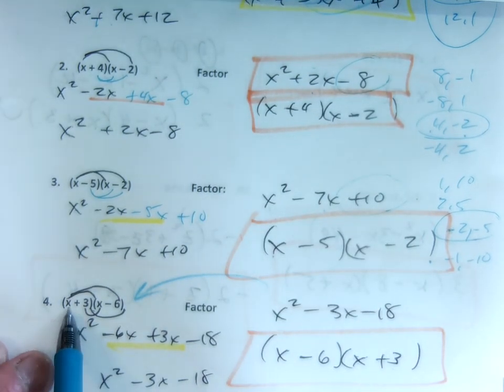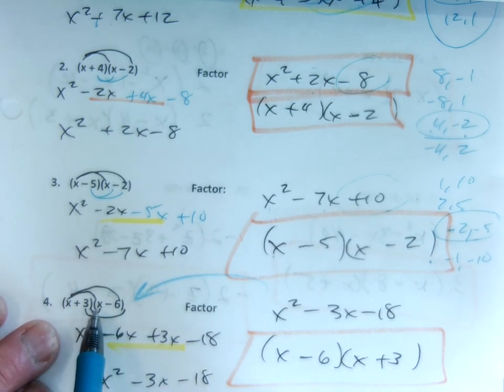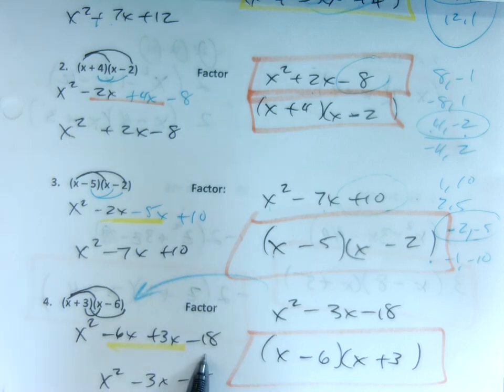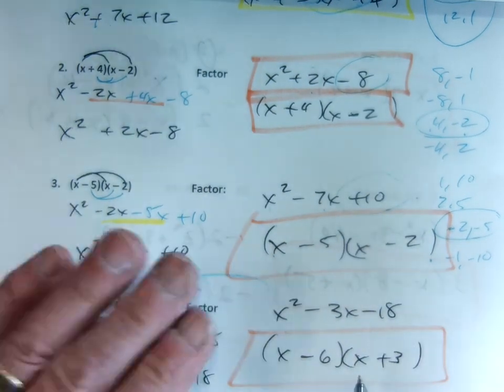Again, we started out with the answer. So x times x is x squared. x times negative 6 is negative 6x, plus 3x, minus 18. Okay? Combine the two middle terms, we got negative 3x. So again, we said, what if this was our question? How do we put it in factored form?